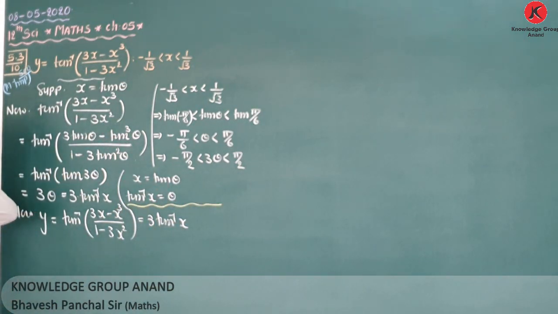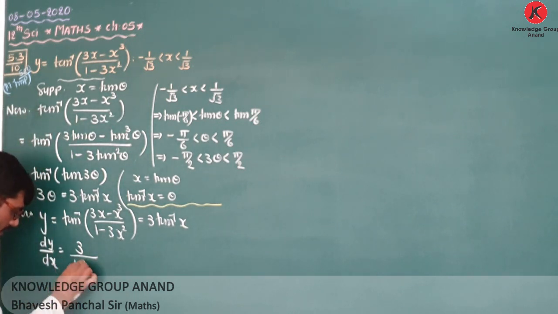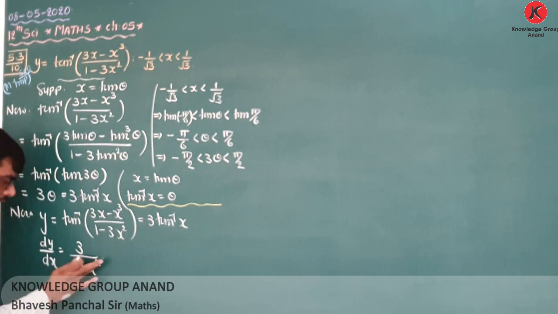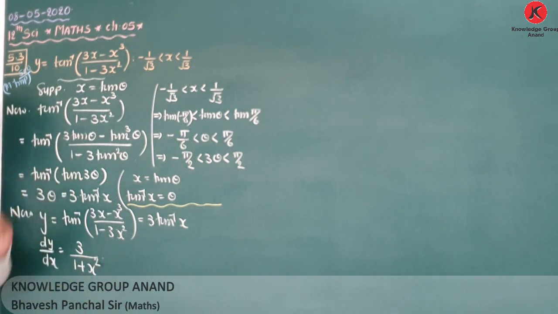Now derivative of y with respect to x, that means dy by dx equal to 3 as it is, and derivative of tan inverse, which is 1 upon 1 plus x square, means answer is 1 upon 1 plus x square into derivative of x, that is 1. Then answer of this question is 3 upon 1 plus x square.